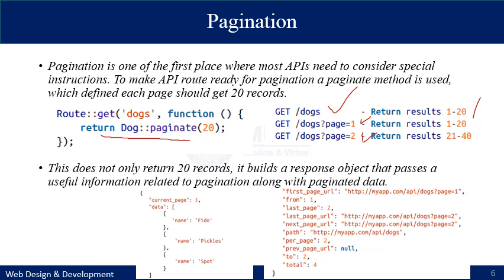This does not only return 20 records, it builds a custom response object that passes useful information related to pagination along with the paginated data. This information is described here. If you have built such an API, your current page is page 1 and the data is provided in the form of a JSON object. URLs are provided for the page, last page, and the information from the previous and next pages is displayed, and how many records are displayed per page is described in a number of variables, but all the variables are in the JSON format.